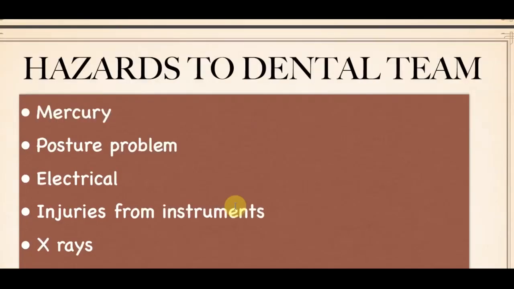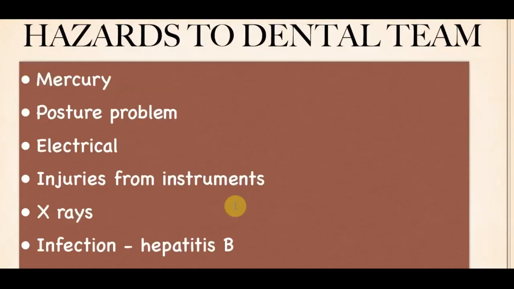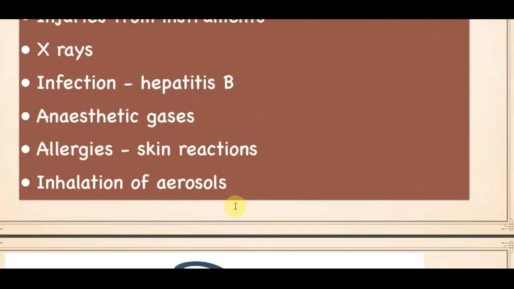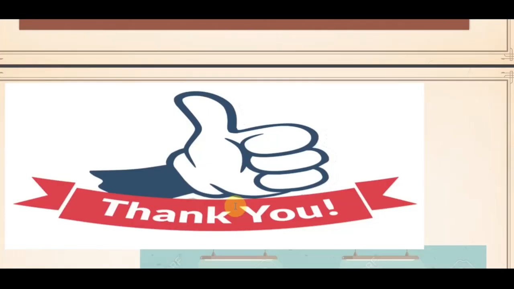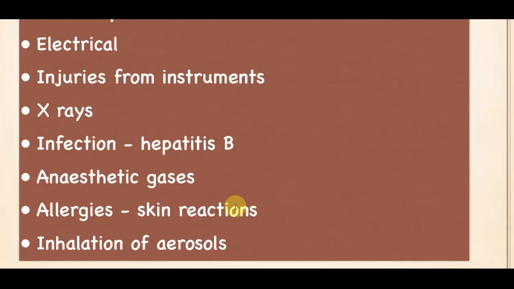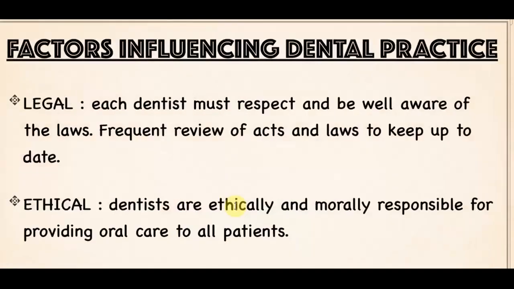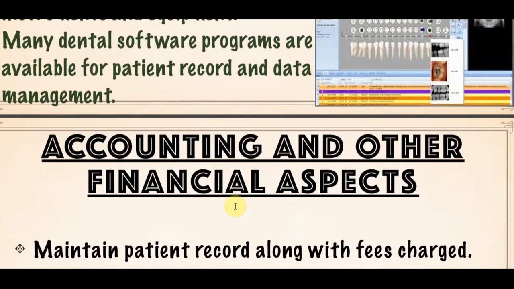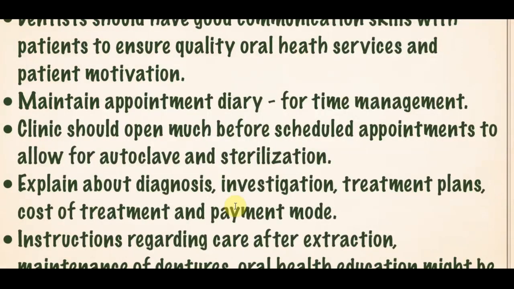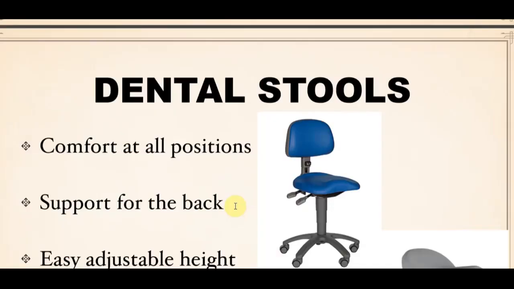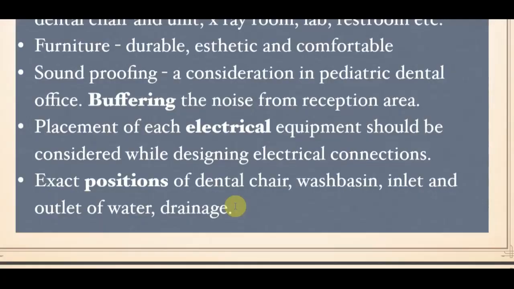What are the hazards like mercury, postural problems, electrical, x-rays, infections? So these are the hazards which I've seen. So the most common questions asked are, one is ergonomics. What is ergonomics? Then this record maintenance and the position and the location and placing of a dental clinic. And maybe this might be asked for a short essay.